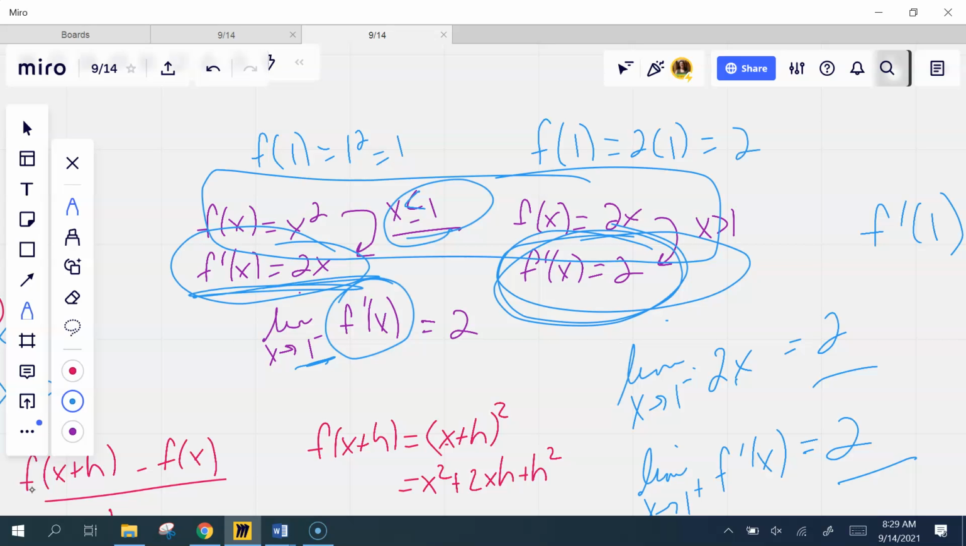Yeah, it's exact. It is a piecewise function. It's a piece of a parabola and a piece of a line. It's not differentiable because it's not continuous. And we're going to talk about that theorem a little bit today. Just because it's continuous does not mean it's differentiable. But if it's differentiable, it has to be continuous.